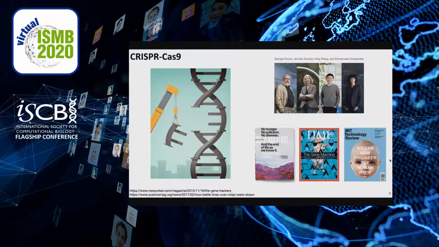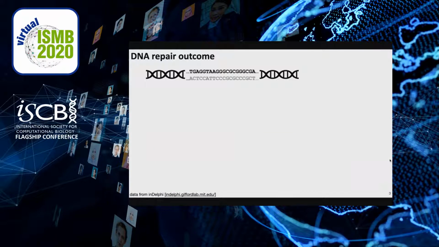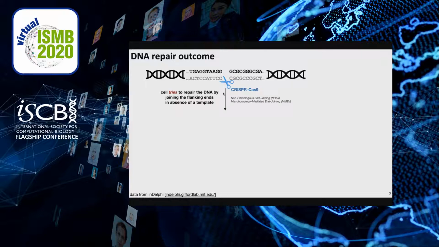molecular biology. Now, you can think about CRISPR as a pair of tiny molecular scissors, which can create a double-stranded break at precise locations on the genome. Double-stranded breaks are detrimental to the integrity of the cell. So as a result, some repair mechanisms have evolved, which join the flanking ends of the broken sequence.